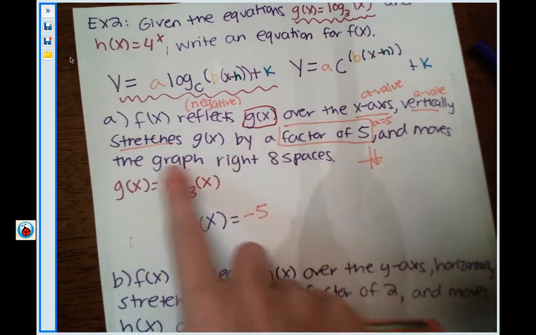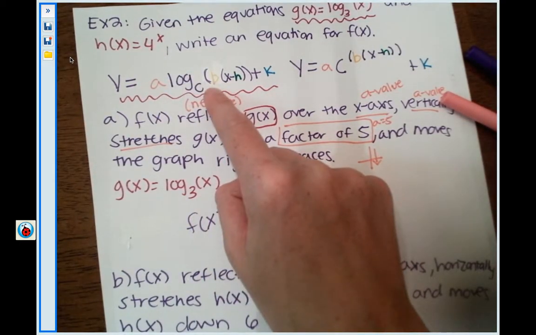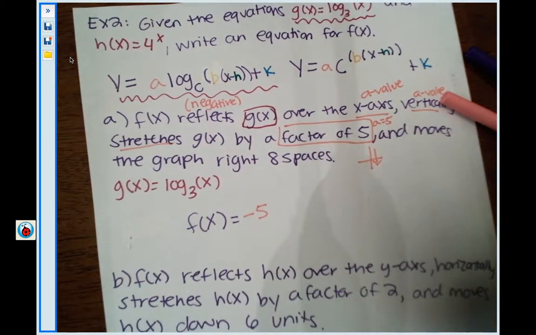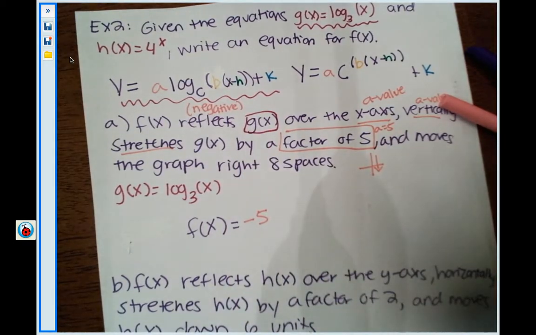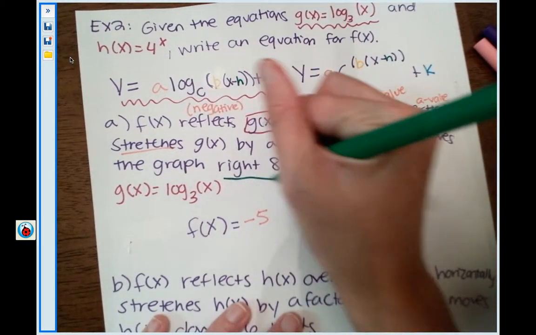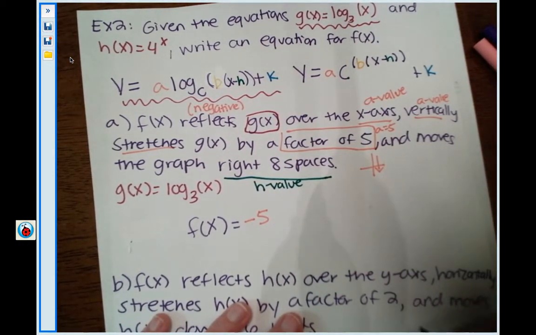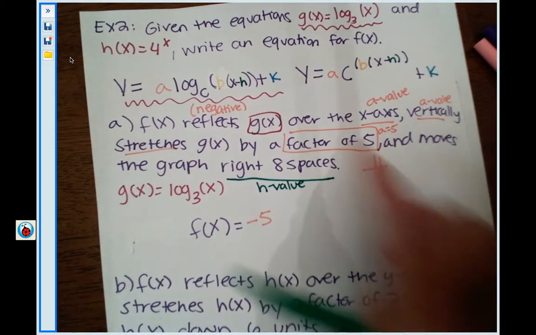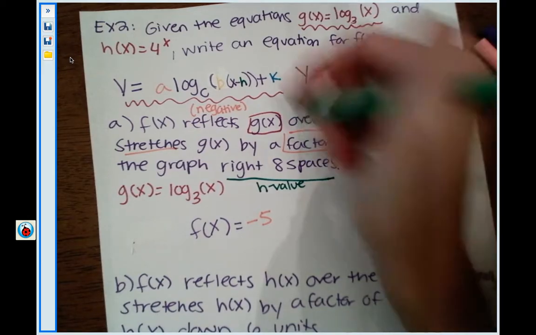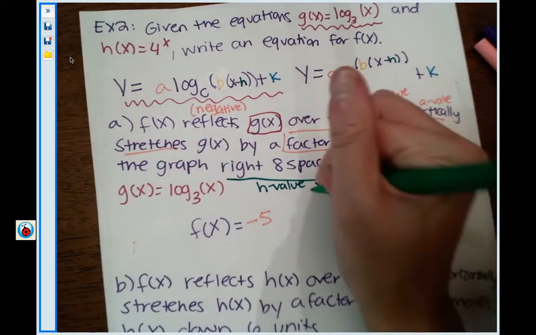It says, and moves the graph right 8 spaces. So let's think. Does the a, the b, the h, or the k value move the graph left or right? It is the h value. Since it moves right 8 spaces, this pertains to my h value. And remember, we have to think the opposite with the h value. Since we're going right, we're tempted to say it's going to be x plus 8, since it is moving in a positive direction, but in our parenthesis, we're actually going to do x minus 8. So keep that in mind.